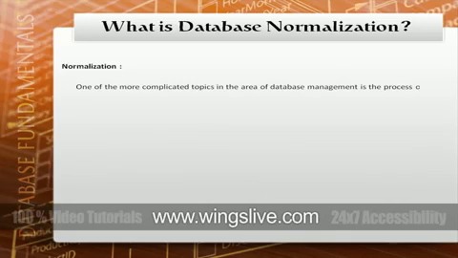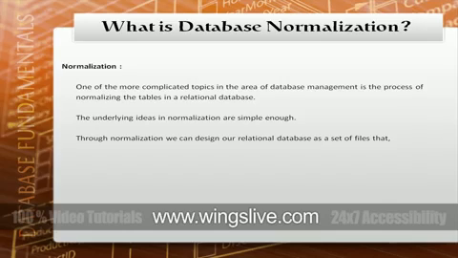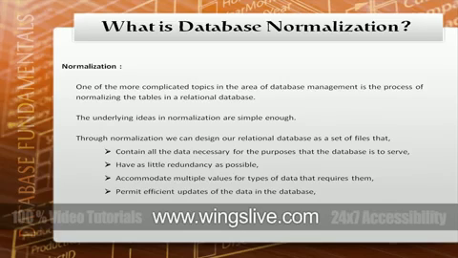One of the more complicated topics in the area of database management is the process of normalizing the tables in a relational database. The underlying ideas in normalization are simple enough. Through normalization, we can design our relational database as a set of files that, 1, contain all the data necessary for the purposes that the database is to serve, 2, have as little redundancy as possible, 3, accommodate multiple values for types of data that require them, 4, permit efficient updates of the data in the database, and 5, avoid the danger of losing data unknowingly.